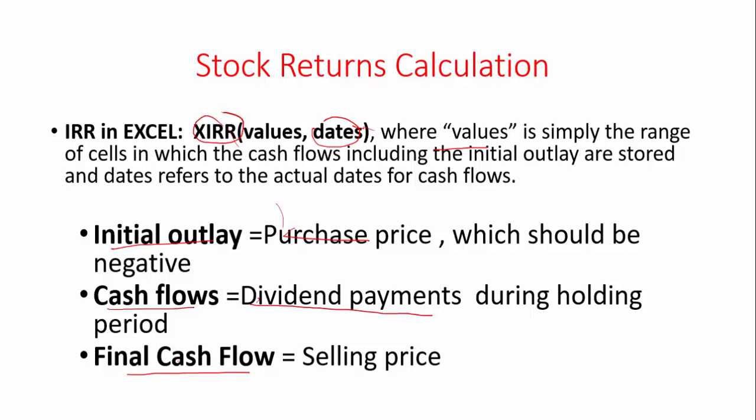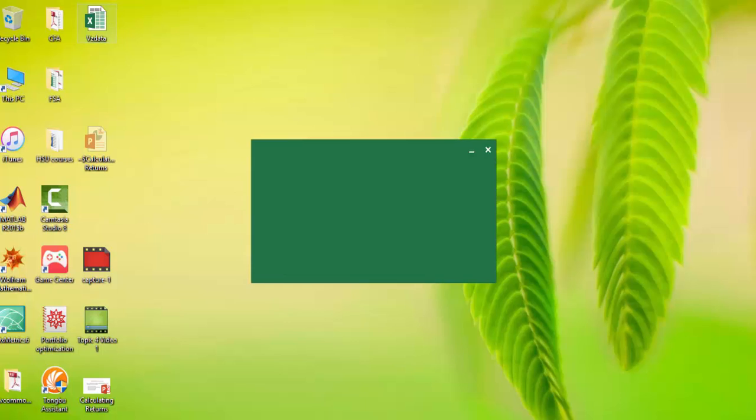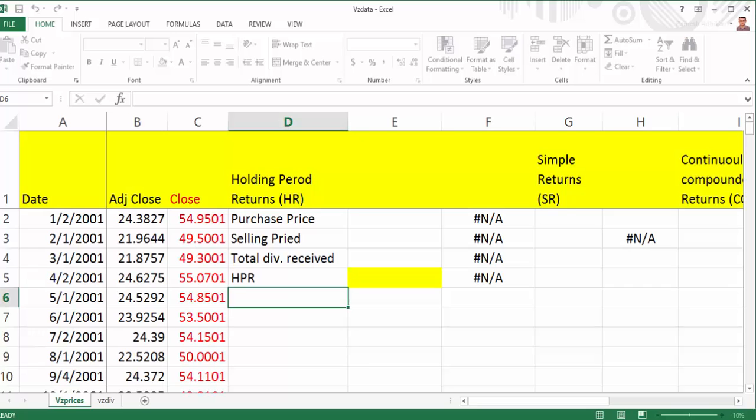I think just explanation doesn't make much sense. Remember, I explained how to download historical price and dividend data from Yahoo Finance, and we have already downloaded this data and it is on my desktop right here. I'm going to use that data set to explain all the concepts I just explained. Let's see what's in the data.